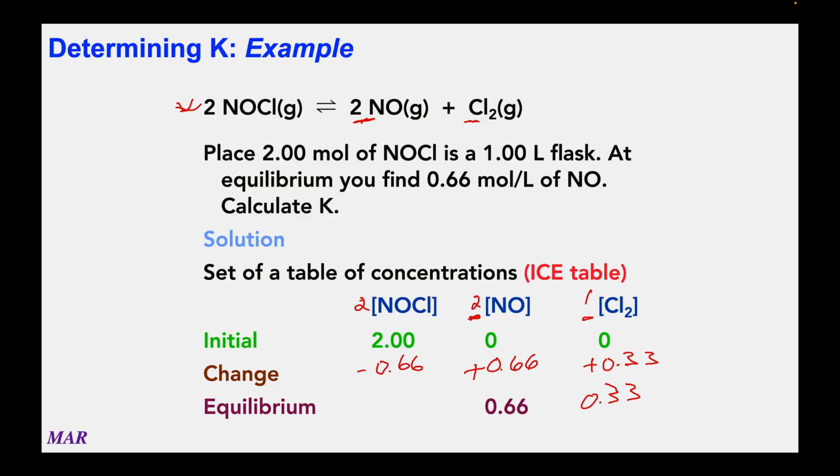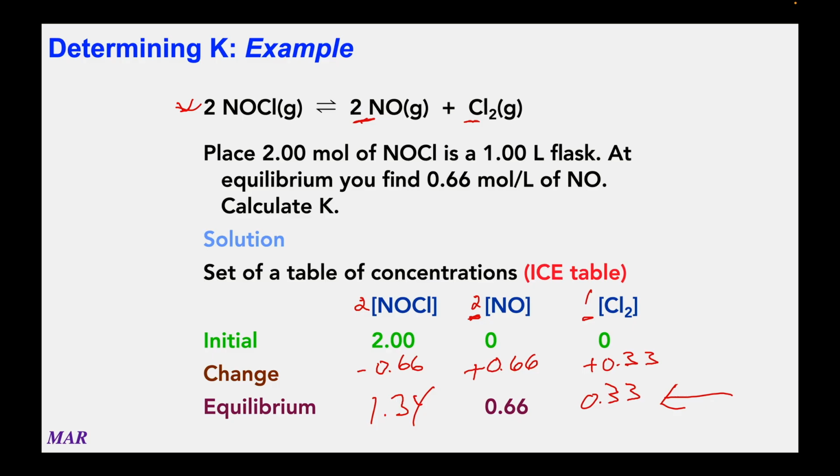Now, to finish this table off, the NOCl at equilibrium will be the initial amount minus the change. That's going to be 1.34 moles per liter when you do the math. So start with the initial, and then use the change to figure out the equilibrium, and you're good to go. In the next slide, we're going to use this line right here, the equilibrium values, to calculate K. It'll be the products over reactants. We'll raise the NO and the NOCl to the power of 2, because that's their stoichiometry, and we'll plug those numbers in to calculate K.